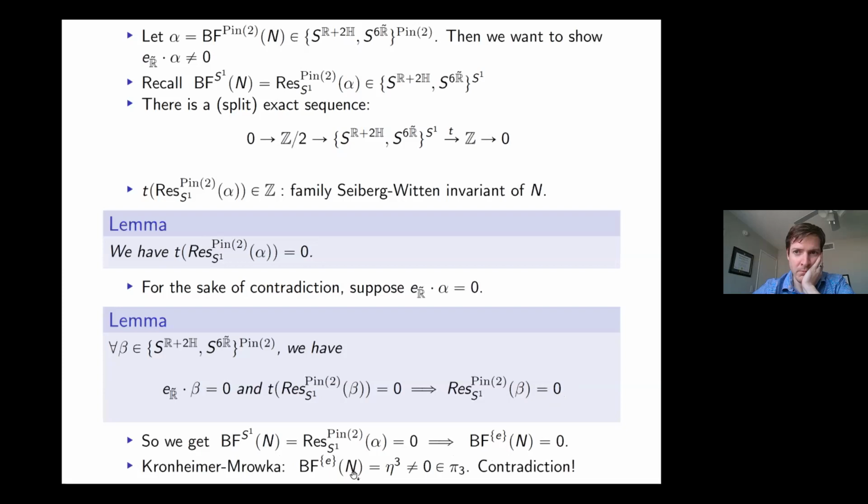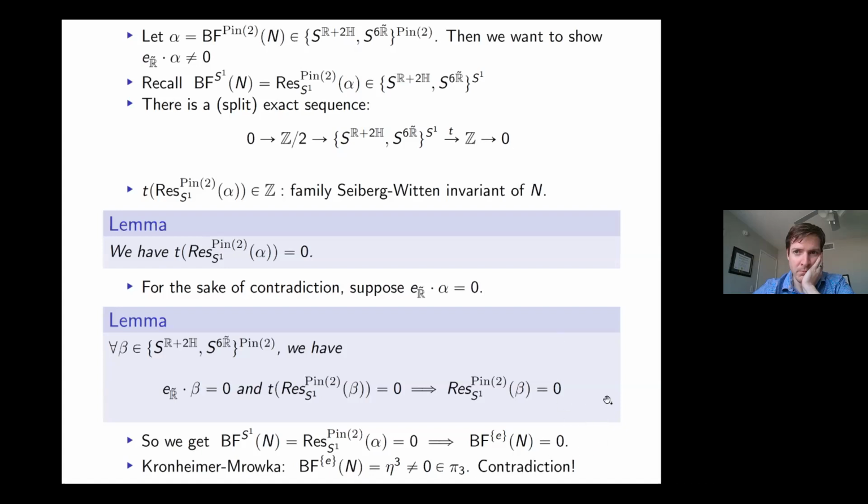However, this is a contradiction, because Peter and Tom showed that this non-equivariant version of the Bauer-Furuta invariant equals eta cubed. Eta is the Hopf map, an element in the first stable homotopy group of spheres, and eta cubed is a non-trivial element in pi 3. They proved their theorem that delta itself is not smoothly isotopic to the identity by showing this non-equivariant Bauer-Furuta invariant is non-zero. By this argument, we get a contradiction. So this finishes the proof.